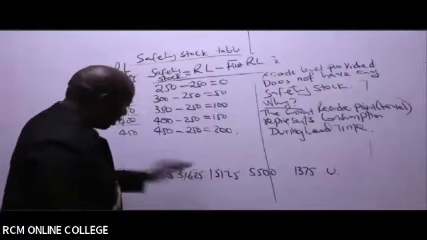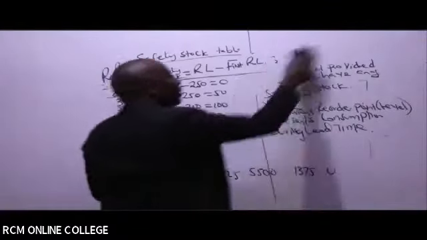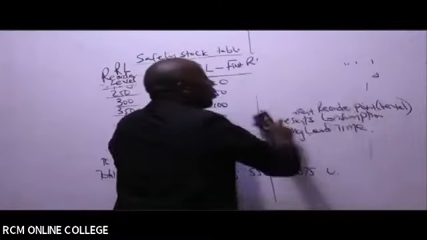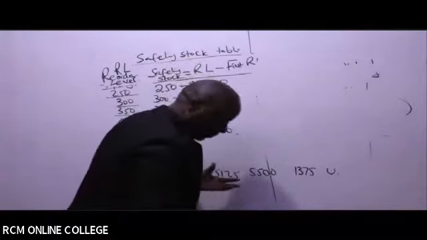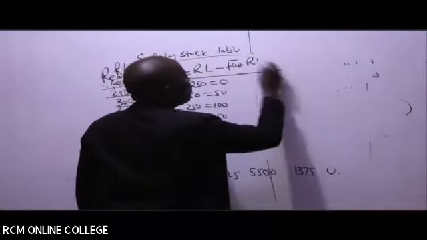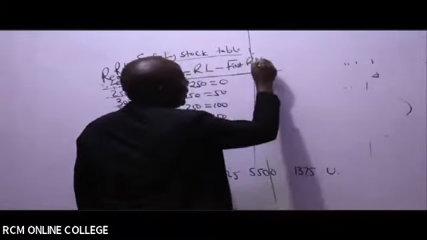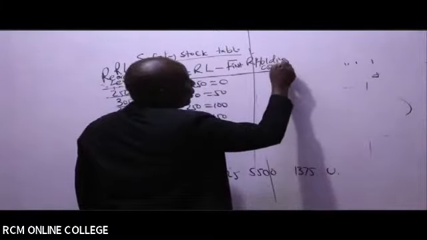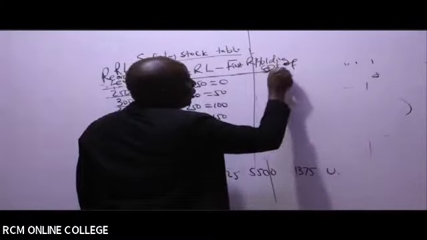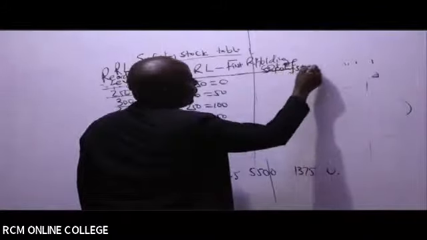Already we have these figures that I'll be picking here, but I need to know the holding cost for the safety stock items. So now we need to create the second last column: holding cost of safety stock.